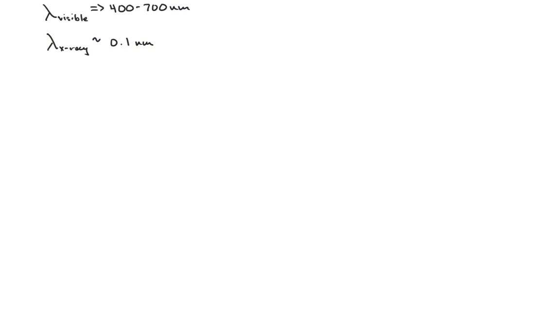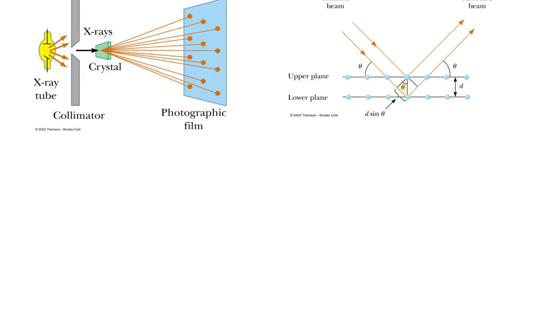That said, atomic separations in crystals can act like a three-dimensional diffraction grating for X-rays. So the way this works is we're going to start over here in this image. So we have our X-ray tube, right, where we're going to create X-rays, emit X-rays, same as we talked about a minute ago.